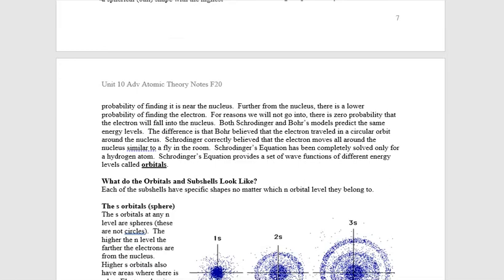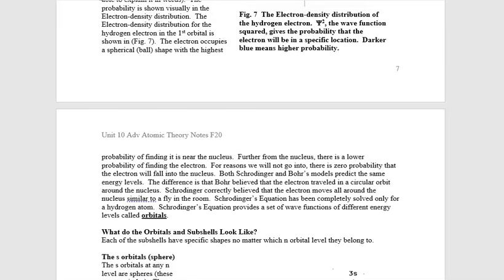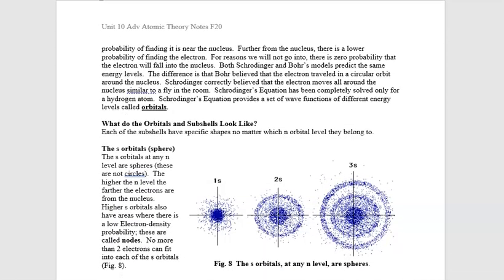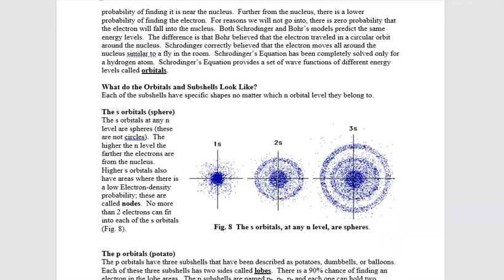Okay, so let me reread that sentence there. The electron occupies a spherical ball shape, with the highest probability of finding it near the nucleus. Further from the nucleus, there is a lower probability of finding the electron. For reasons we will not go into, there is zero probability that the electron will fall into the nucleus. I asked that question when I was studying this. If the nucleus is positive and the electron's negative, why don't they just get pulled together? The answer is they don't. And that's all you need. You do not need to explain why that is.